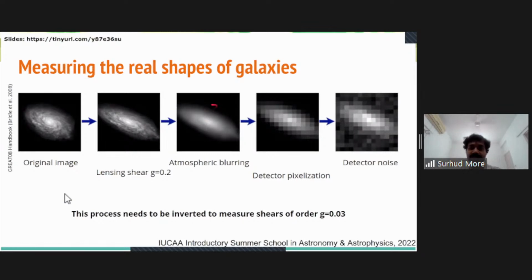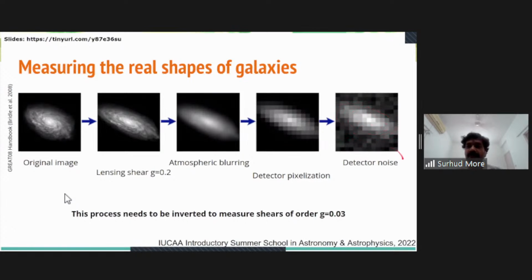Right? So on your detector, because of pixelization, you will see this pixelized version of the atmospherically blurred galaxy. But it is also not what falls on the pixel, but what the detector measures. And so there is also additional detector noise that gets into it. And so what you measure in the end is this noisy shape of the galaxy, and you want to infer what is the shear at the location of that galaxy. So you can see only a few pixels have lit up, and so we typically have to work with galaxies that look like this.